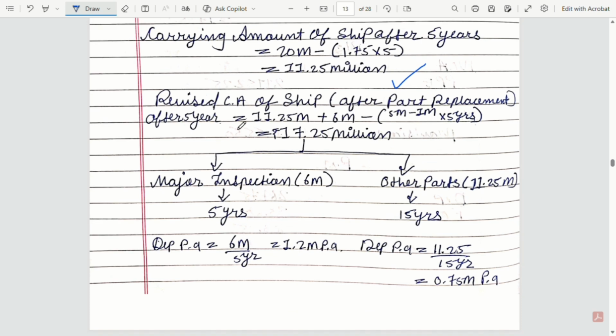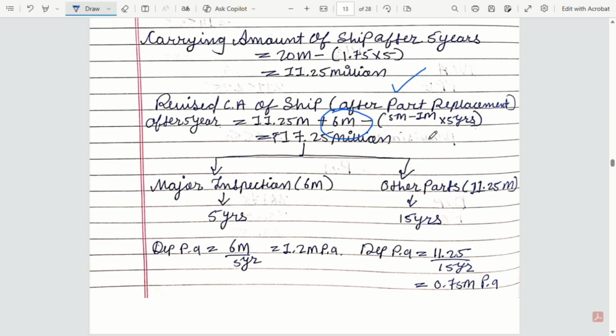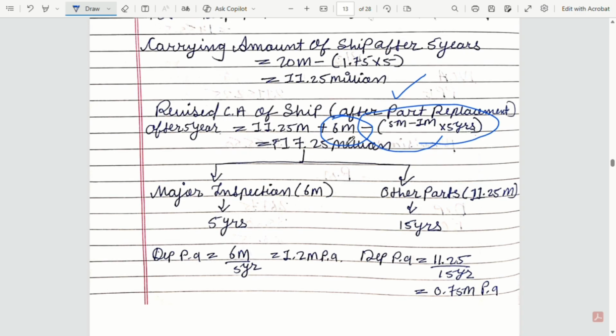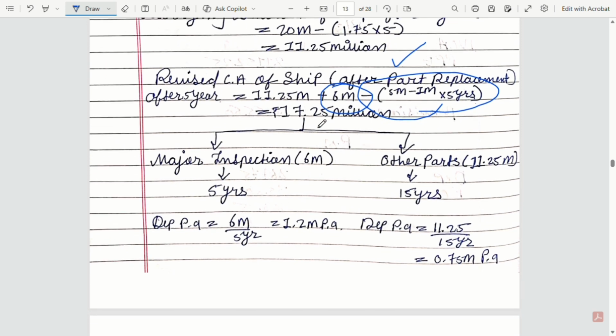Now what will be the revised carrying amount of the ship? What we have learned in the concept is: take the carrying amount, add the new asset cost, and then reduce the old cost value. So 5 million minus 1 million into 5, so the cost of this has already been reduced. Okay, so we will just include the cost of the new overhauling, which is 6 million. So we will get the carrying amount.